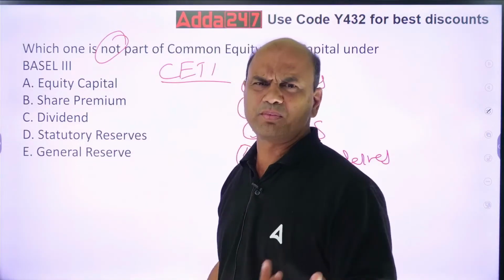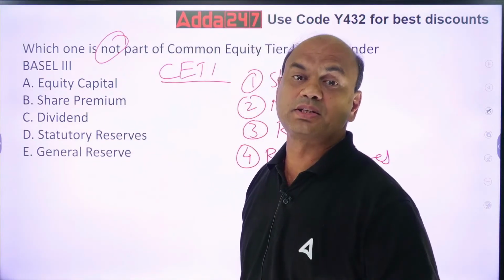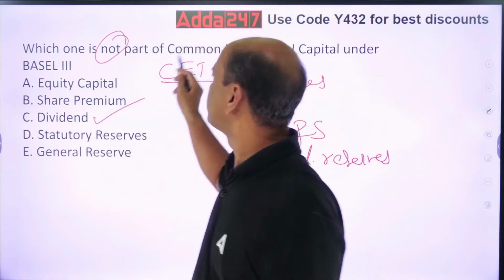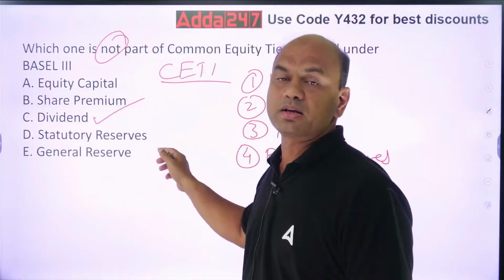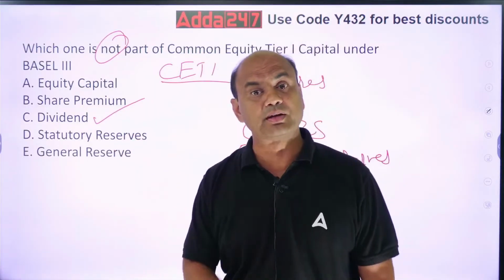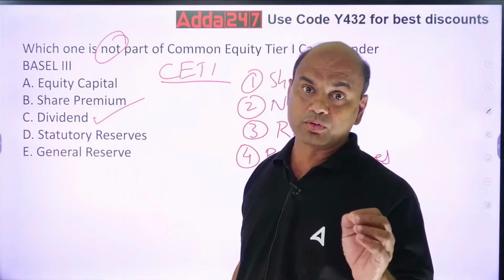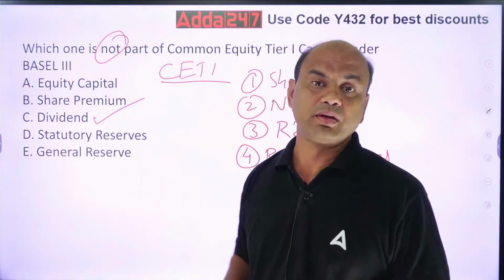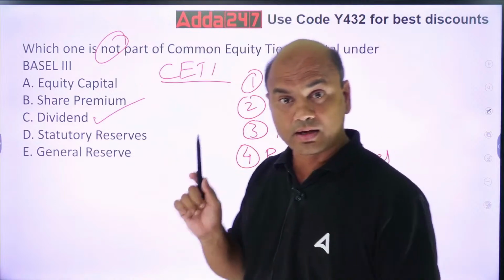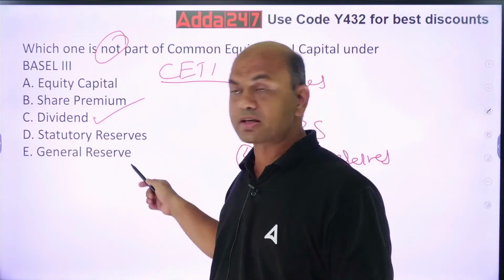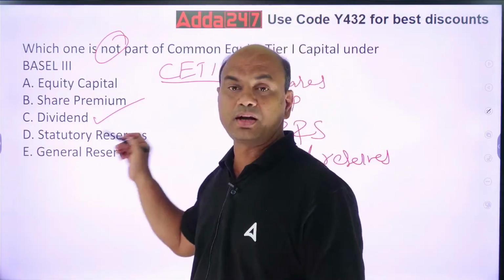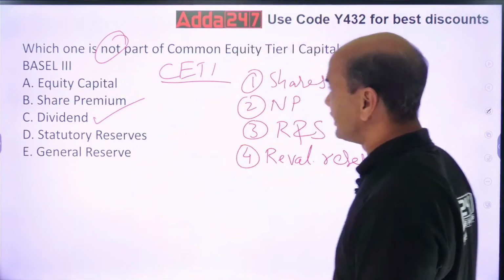Dividend: how can dividend be part of CET1? Dividend is distributed, it is given out, so this is not part of CET1. Statutory reserves are part of CET1. Kindly note, many of you think statutory reserves are not part of CET1, but they are. Even the general reserves are part of CET1. So only dividend is not a part of CET1. Okay.